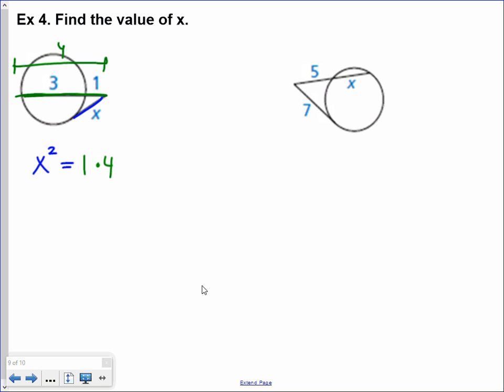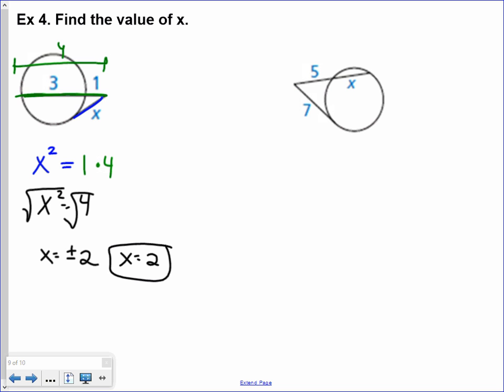So then we get 1 times 4 is 4. How do I get x by itself here? Square root. Now, normally, like last chapter, you got plus or minus 2. But since we're talking about a segment length, like x is a segment length, you can't have negative lengths. So our answer is just going to be plain old positive 2. Can't have any negative answers in this chapter, or in this section at least.